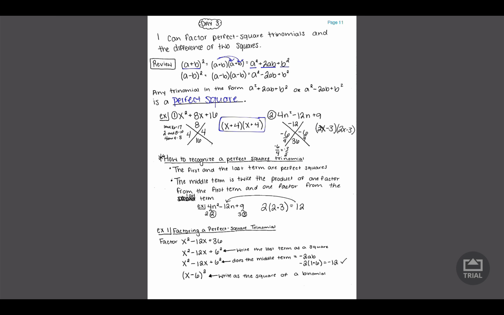I think we will have gone over this on Monday. I'm recording this before Monday though. When you've got a number out front of your first variable, it's not just when there's a number there, it's not just an invisible one. You have to multiply the first number by the last number, and that's the number that goes in the bottom. So we've got to multiply to get 36, add to get negative 12, and they found negative 6 and negative 6.